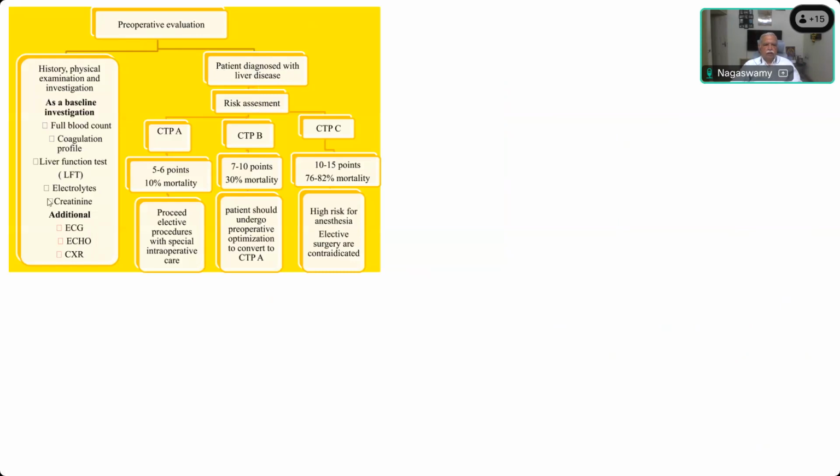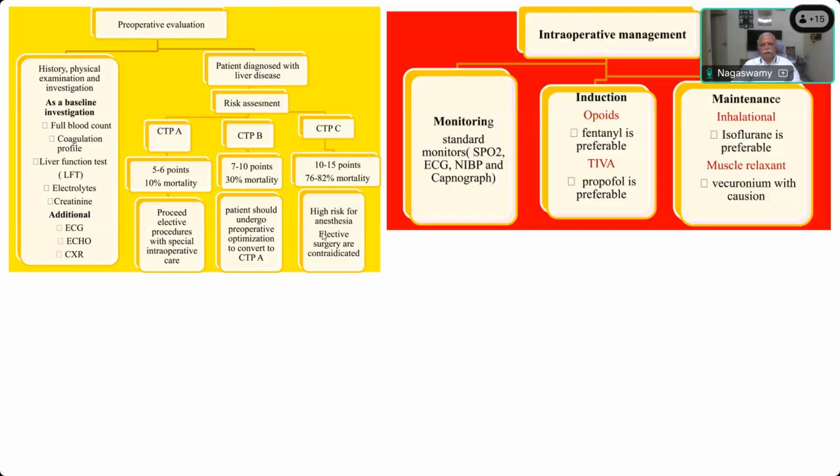So after doing all the history and the evaluation, you can do the risk assessment, and the main risk scoring system used is the Child-Turcotte-Pugh system, CTP, with grades A, B, C and all the points that are there. So based on that, you have the various risk gradings. Then intraoperative management, again there is another short flow chart for you to remember.